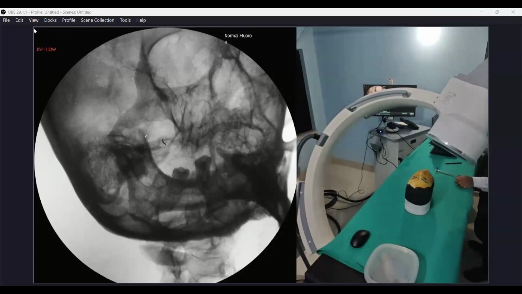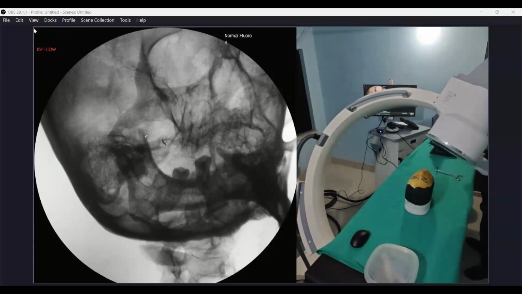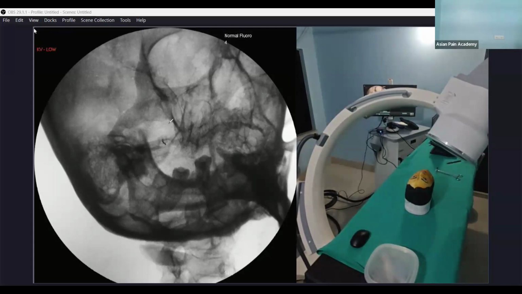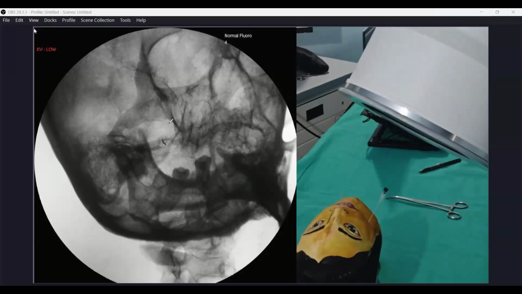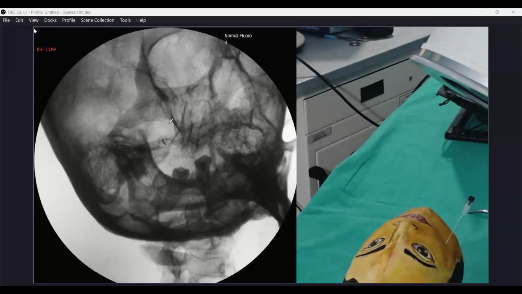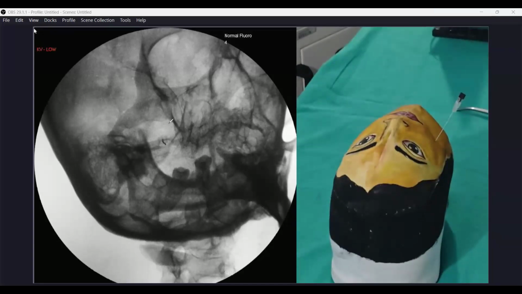Can we see the needle on the mannequin, please? Just the needle on the mannequin, not on the X-ray, not on the fluoro. But then you will not be able to see the C-arm movement. You said 2 cm from the angle of the mouth. The level of the needle is at the.